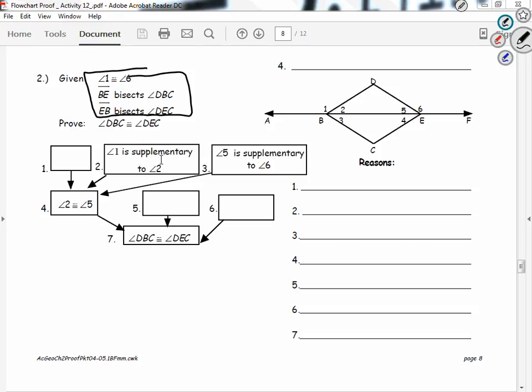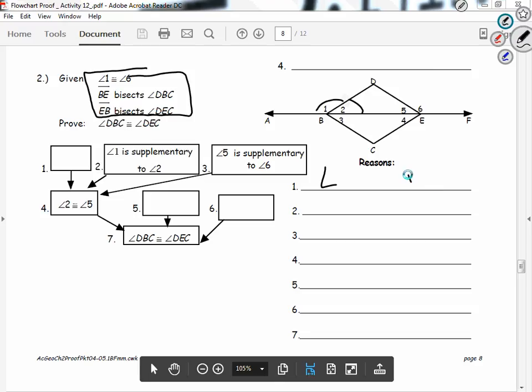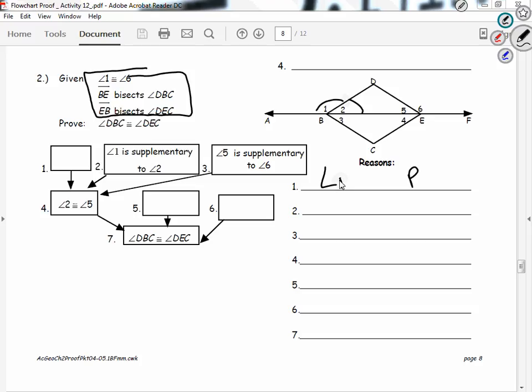So let me take a look at 2. Angle 1 is supplementary to angle 2. Here's angle 1, here's angle 2. I know supplementary means they add up to 180. How do you know that angle 1 and angle 2 add up to 180? It's a line made out of two angles. So that rule, it's a two-word rule, linear pair. Oh yeah, my bad. This is for 2, not for 1. So linear pair.